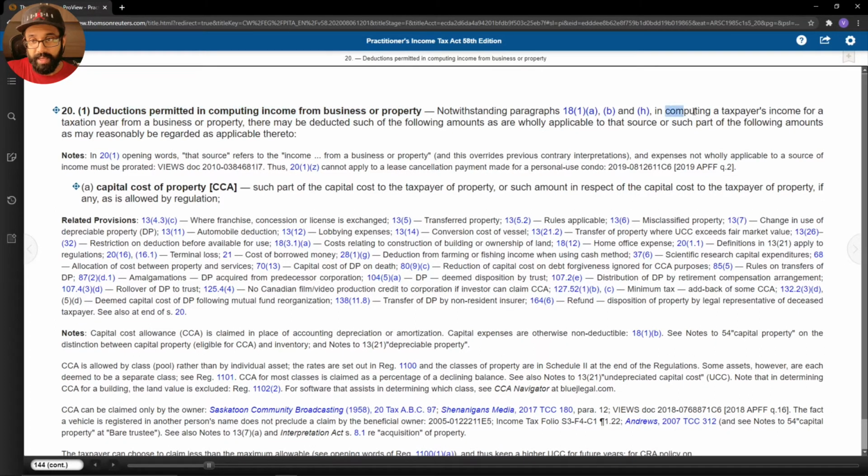It goes on to say in computing a taxpayer's income for a taxation year from a business or property, there may be deducted such of the following amounts as are wholly applicable to that source or such part of the following amounts as may reasonably be regarded as applicable hereto. So the following amounts, paragraph A, B, and on it goes, are going to be deductible.